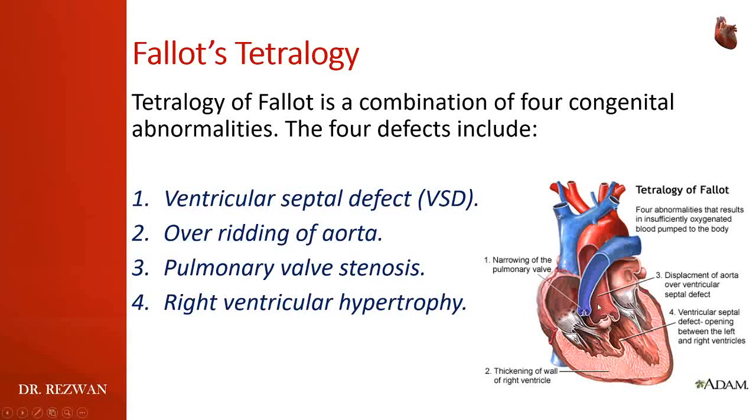Now, as this overriding of the aorta is happening, it is compressing the pulmonary trunk. We can see that as this aorta moves from the left side to the right side into its abnormal position, it compresses the pulmonary trunk, which causes pulmonary valve stenosis. That means there will be narrowing of the pulmonary valve. Now you can understand this displaced aorta is compressing the pulmonary trunk, and the pulmonary trunk became narrow.